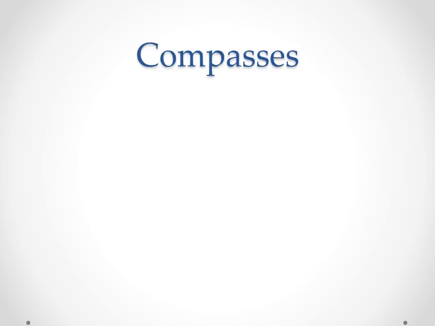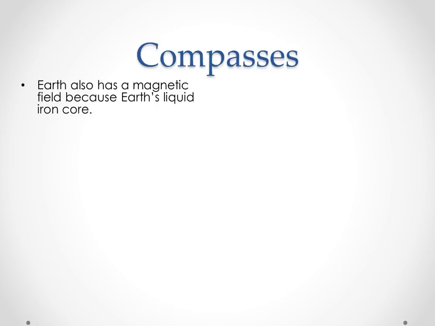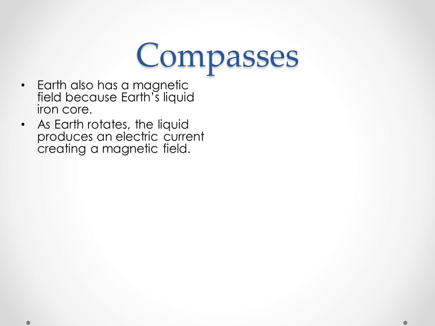How is a compass like a magnet? Well, you might remember from Amazing Earth that Earth also has a magnetic field because of Earth's liquid iron core. There are three or four, depending on how you look at it, different layers inside of the Earth. In the very middle is a liquid iron core. That iron core is constantly spinning, and it helps create this magnetic field that is invisible around the Earth. As the Earth rotates, that liquid produces an electric current, which creates a magnetic field.